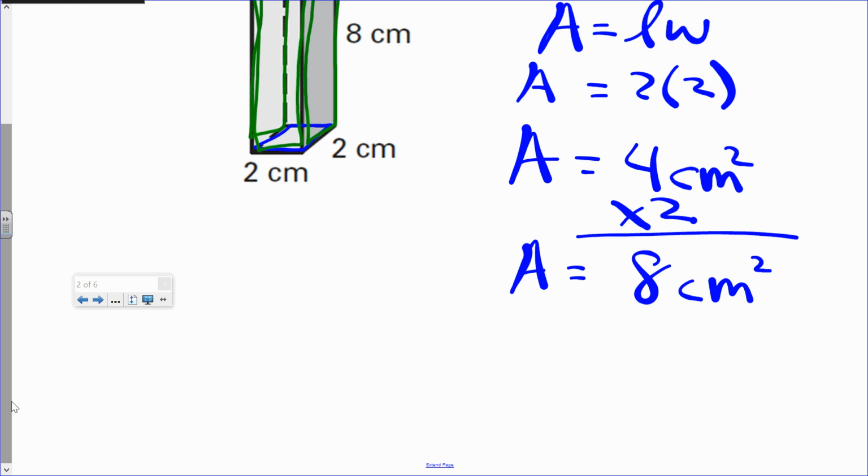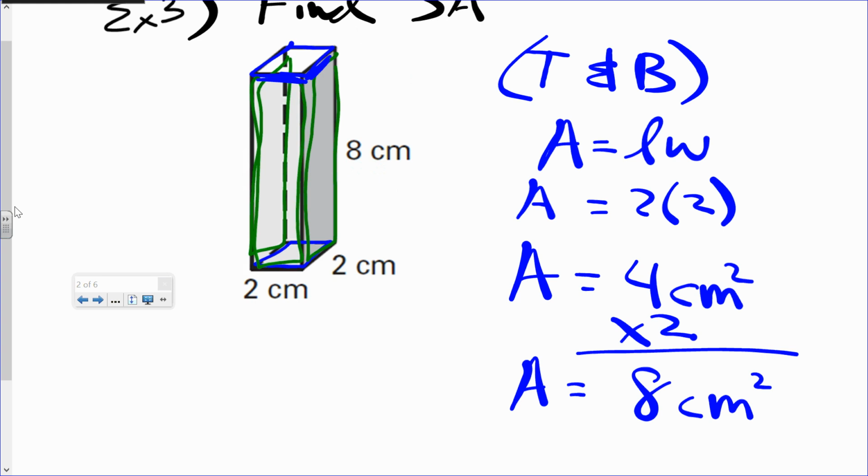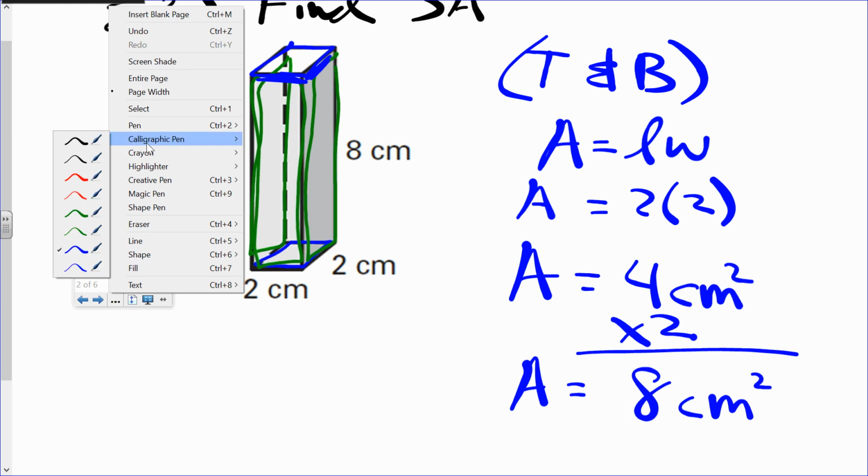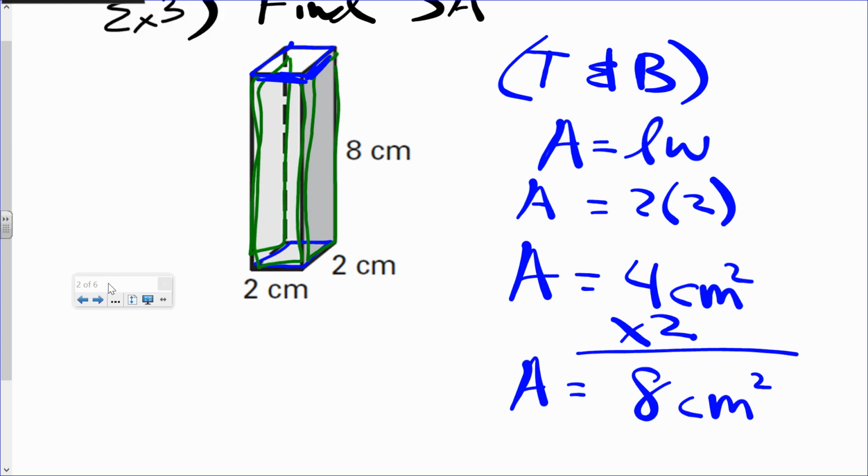Again, think of what a square centimeter is. They're little squares. They're a centimeter everywhere, all sides. We're saying 8 square centimeters cover the top and bottom face. Now we got left, right, front, and back. The left and right, front and back are all the same rectangle. They're all 8 by 2s.